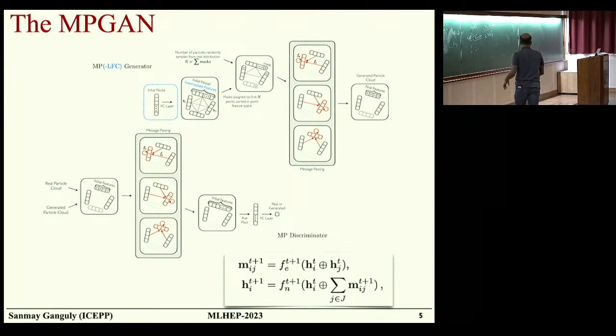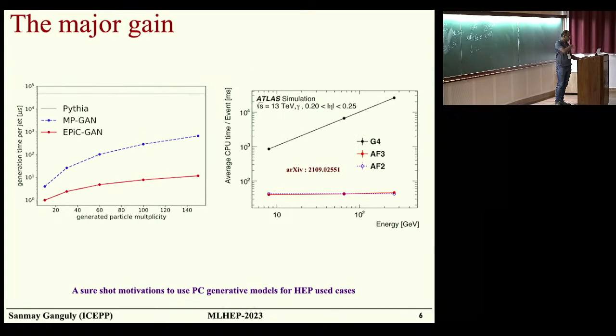Yes. So now you can see, at least I don't have the one-to-one kinematic distribution plots, but here you can see what's the gain in timing. This is the point I wanted to point out. Look at the time taken by Pythia in units of microseconds, and compared to that, the time taken to generate the particles by MP GAN versus EP GAN. Do you see the scale on the y-axis? That's the time difference.